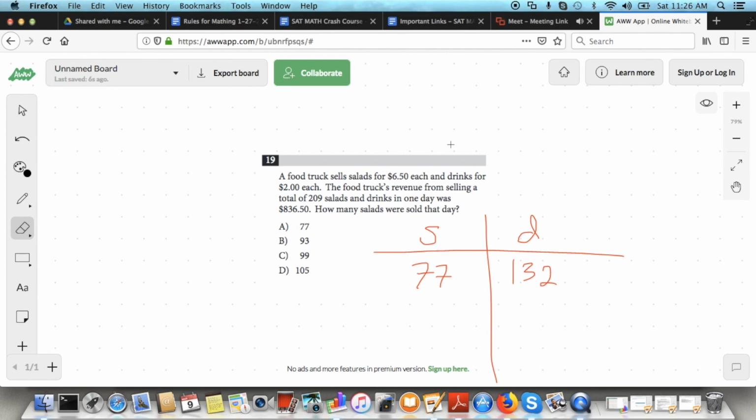Are there any questions about this so far? Yeah, that makes sense. Anybody else? No? We're good? Because we know 209 salads and drinks were sold. So if we know the number of salads, we know the number of drinks. Okay. Let's talk about how much revenue was brought in then.